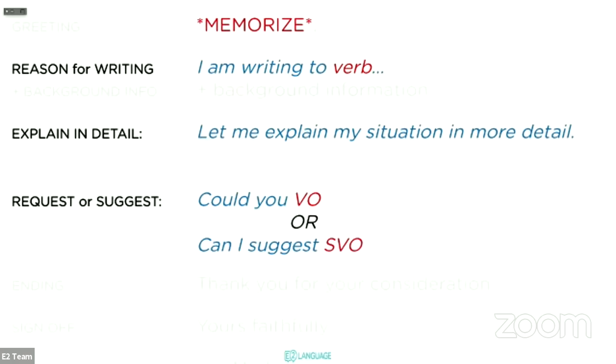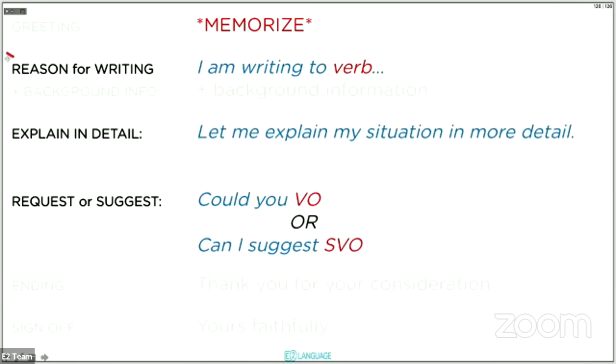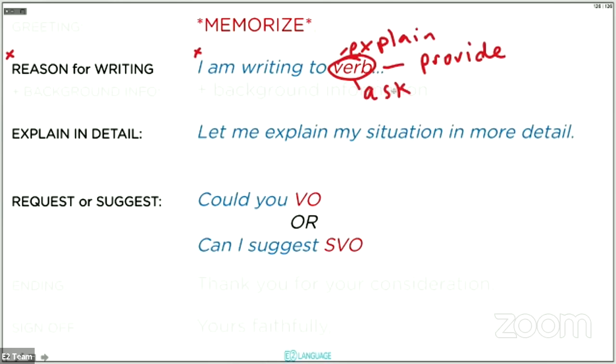Let's look at them. So as I said before, we're going to mention the reason for writing. So we're going to use this phrase here. I'm writing to, well, we need a verb. So I'm writing to explain. Or I'm writing to ask. Maybe you're asking somebody to marry you. Who knows? I'm writing to provide you with directions to my house. These are just verbs. This is interchangeable. That's the first phrase you should memorize.